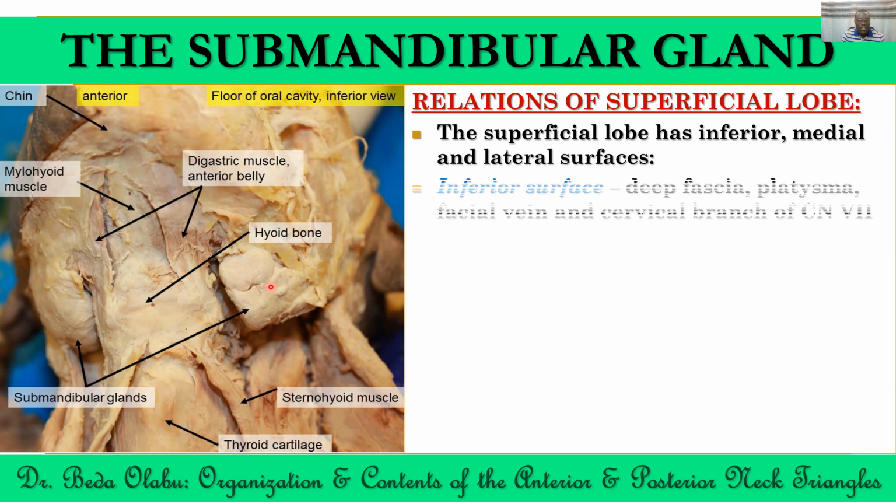This inferior surface is the one related to the deep fascia. The superficial layer of the deep fascia is about in this region. And of course, if you understand that, then you'll also understand that external to that, you'll have the superficial fascia, which contains the platysma muscle, facial vein, and the cervical branch of the seventh cranial nerve, which is the facial nerve. So those would be the relations of the inferior surface of the gland.